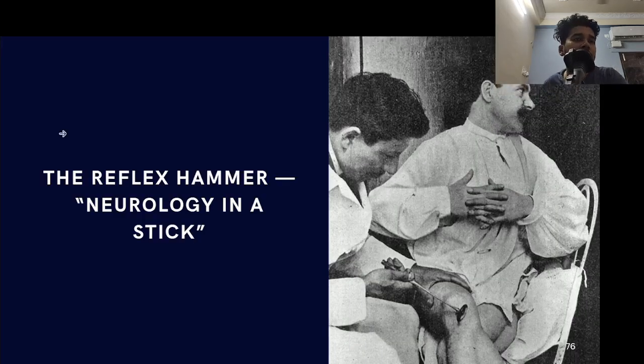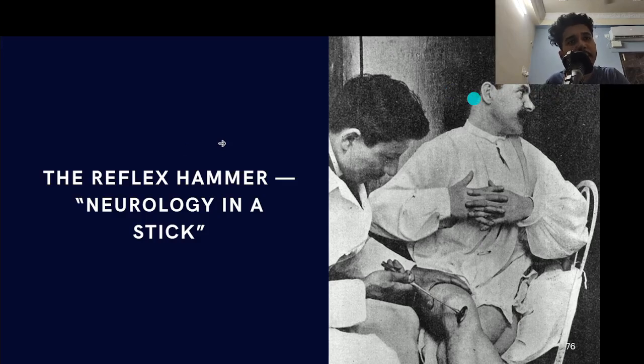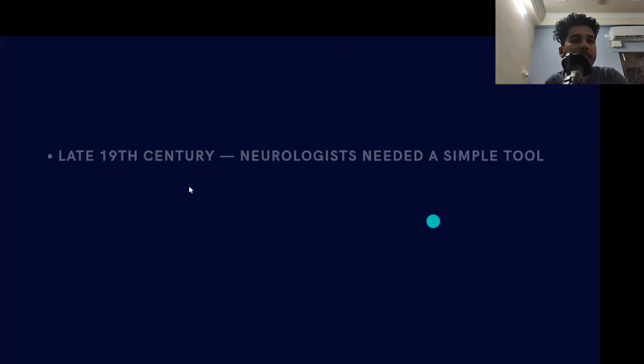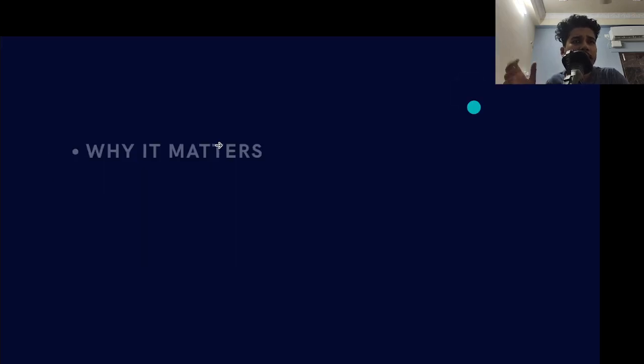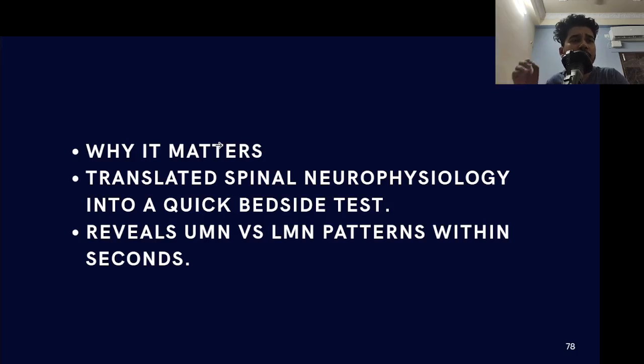So here we have the reflex hammer, which is neurology in a stick, as can be seen demonstrated here. In the late 19th century, neurologists needed a simple tool to test spinal cord integrity. John Hoffman, William Gowers, and John Taylor popularized different hammer designs. Reflex hammers evolved along with our understanding of myotatic reflex arcs. Why this matters is that it translated spinal neurophysiology into a quick bedside test and helped us understand upper motor neuron versus lower motor neuron patterns within seconds.